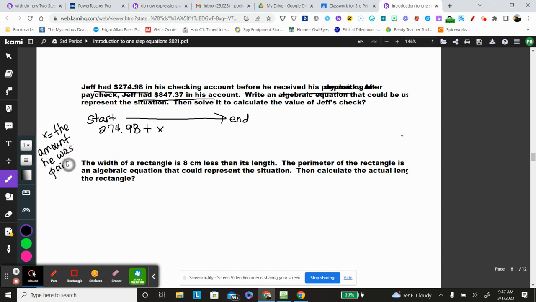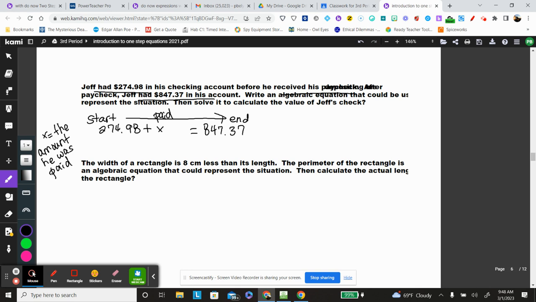Whatever you don't know in math, you let it be a variable, guys. Did it have to be an X? It could have been any letter of the alphabet. Okay, so he started off with that, and then he got paid, and what he ended with is what we set it equal to: $847.37. How many of you understand this equation?